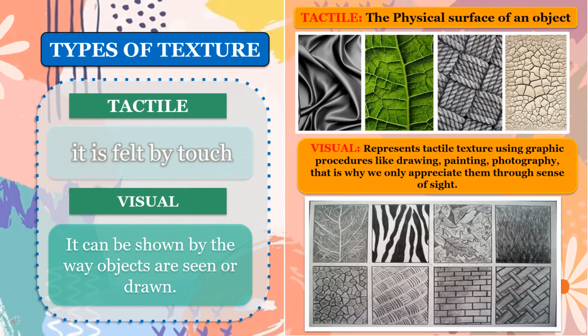Types of texture. First, we have tactile. It is felt by touch. It is the physical surface of an object. And visual. It can be shown by the way objects are seen or drawn. It represents tactile texture using graphic procedures like drawing, painting, photography. That is why we only appreciate them through sense of sight.